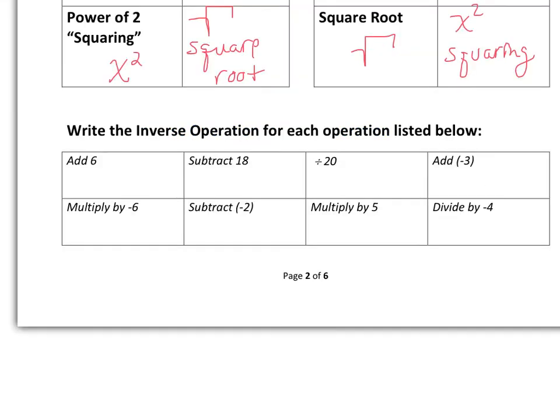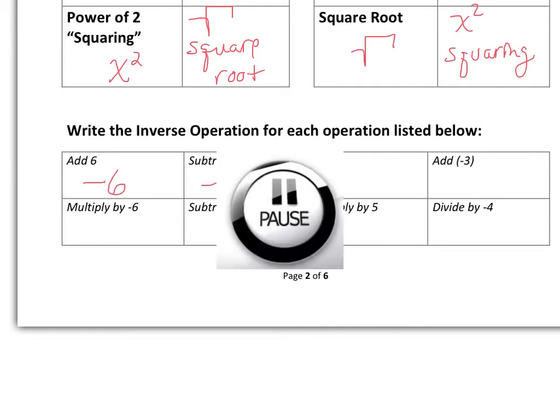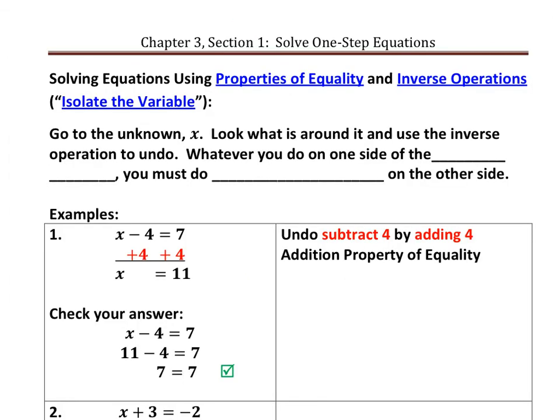Okay, so how do we undo adding by 6? We would undo add by 6 by subtracting 6. What's the inverse operation of subtracting 18? The inverse operation of subtracting 18 would be to add 18. Okay, I want you to hit the pause button and fill in the rest of this table before moving on with the notes.